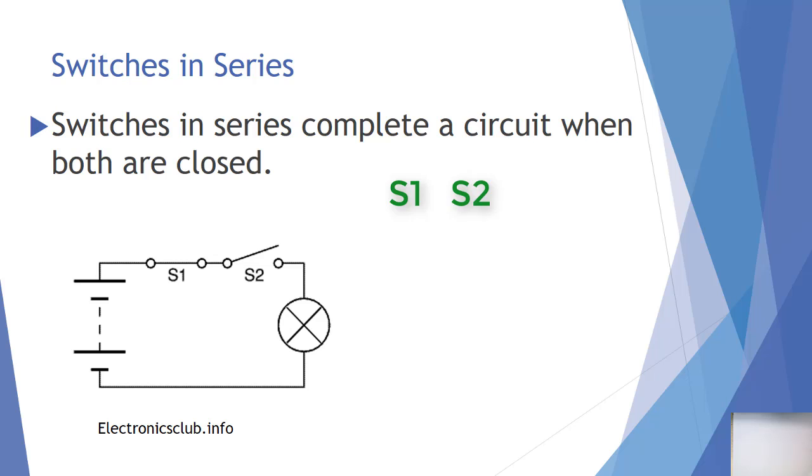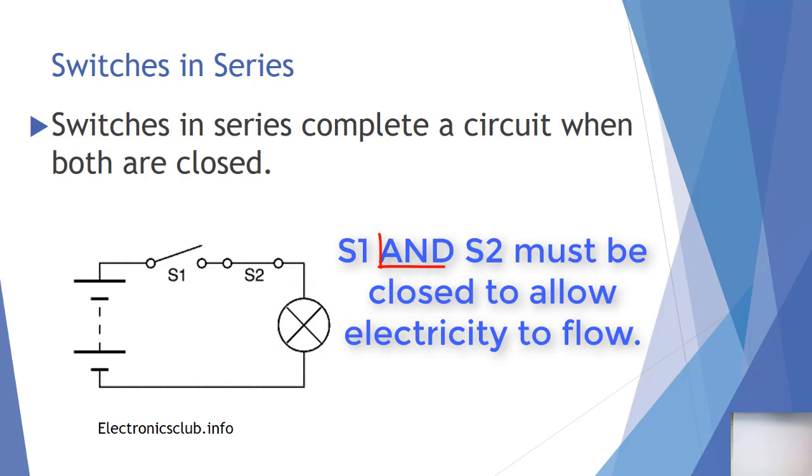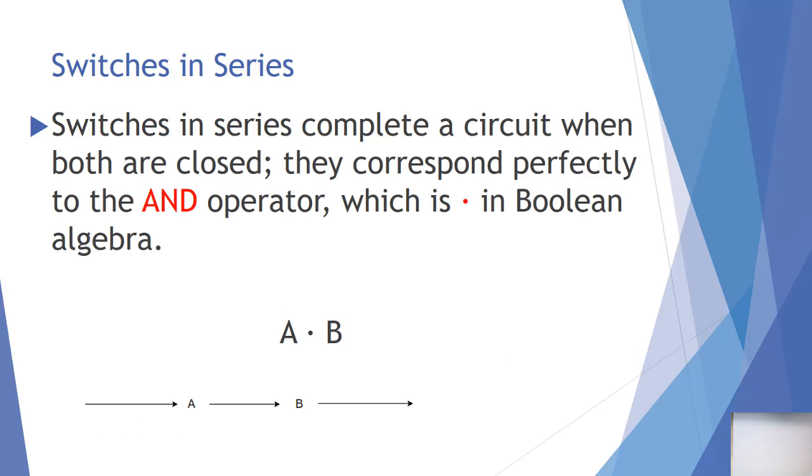The other way that switches can be arranged is in series, that is to say, one in tandem or following the other. Switches in series will only complete a circuit when they are both closed. You can see that in the animation here. If either one is open, the circuit is broken, but when they're both closed, then we have electricity flow. Now the key word there is AND. Switch 1 and switch 2 have to be closed in order to allow current flow, and that's why switches in series correspond perfectly with the AND operator in Boolean algebra, or in other words, with Boolean multiplication.